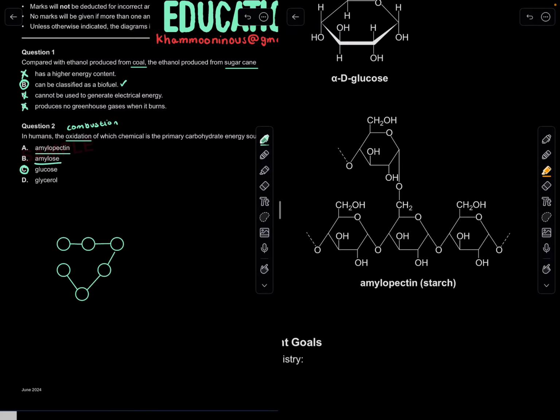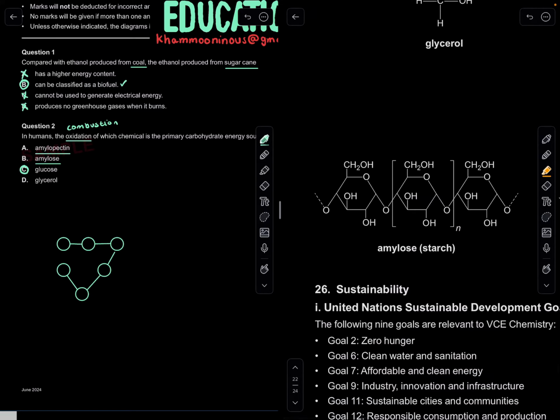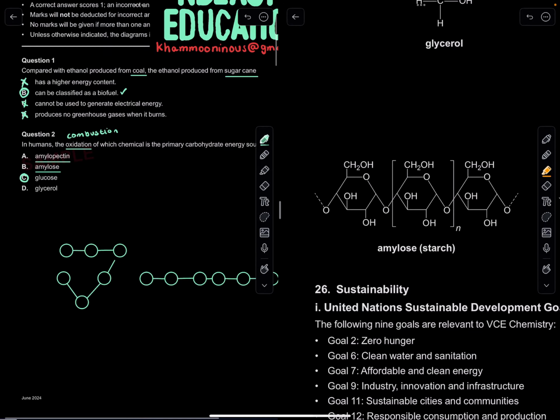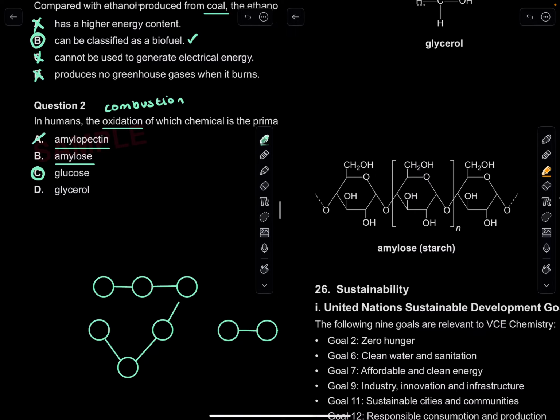Amylose is the same. Remember, be careful of the word amylose. Amylose is basically starch, but it's a linear shape. So imagine it's this here, but duplicated linearly. So it's still starch. It's not our primary. So these are wrong. And glycerol, nope. Glycerol is just a backbone for the formation of triglycerides. So rubbish.